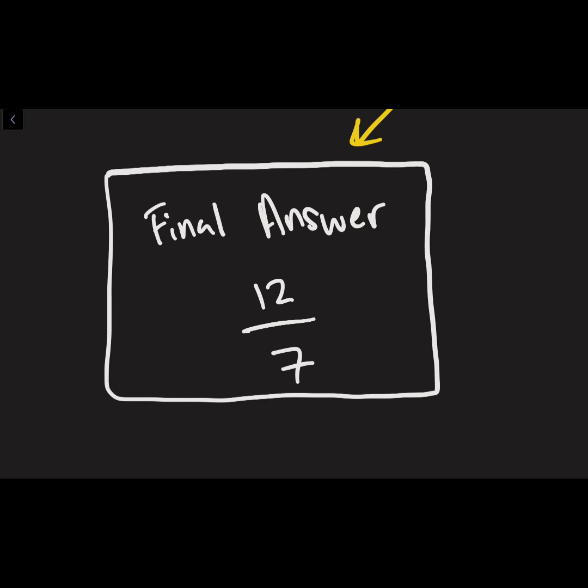This is an improper fraction. If we want a mixed fraction, it equals 1 and 5 over 7. And that'll be the mixed fraction.